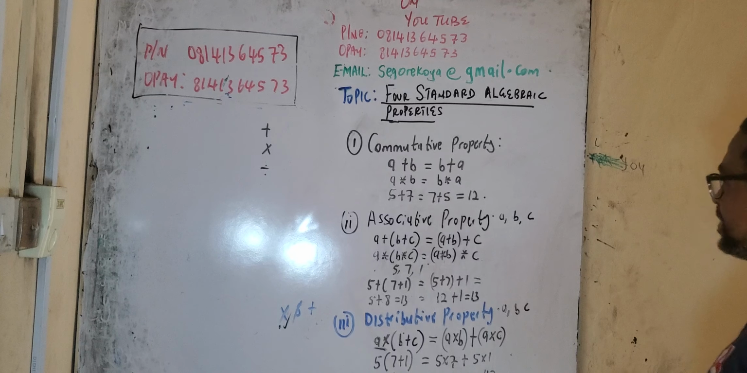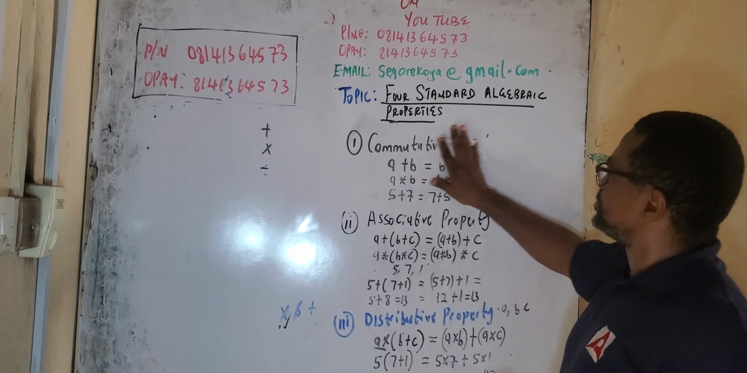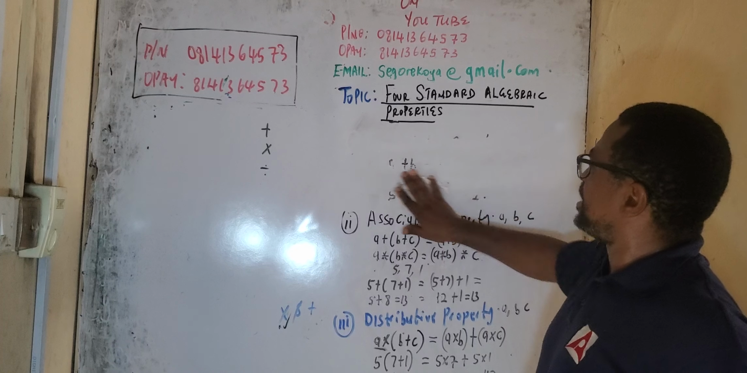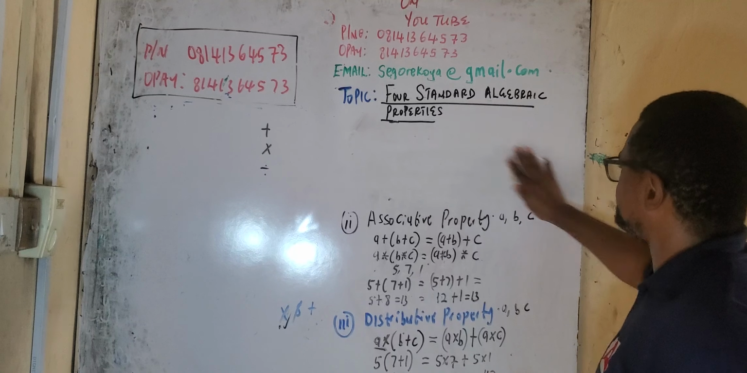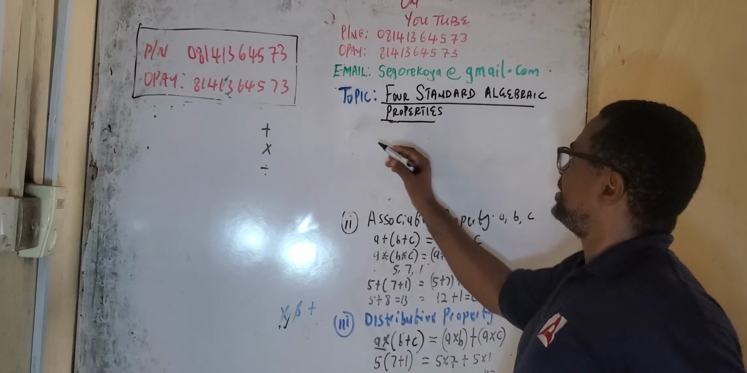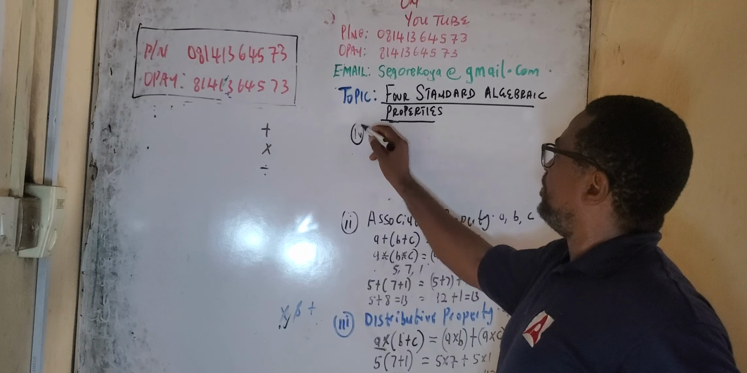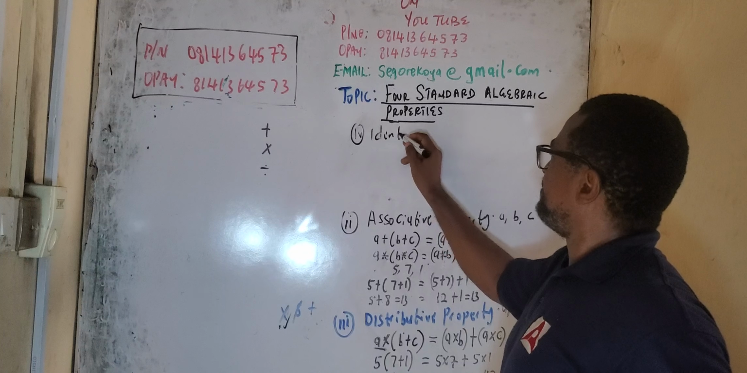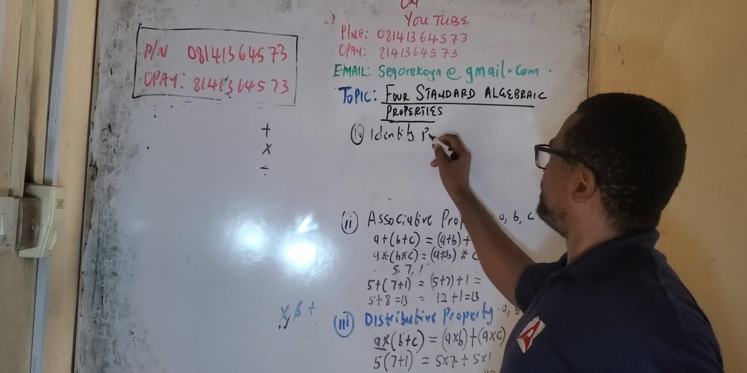Then the last property that I want us to consider is called the identity property. For instance, number 4, identity property.